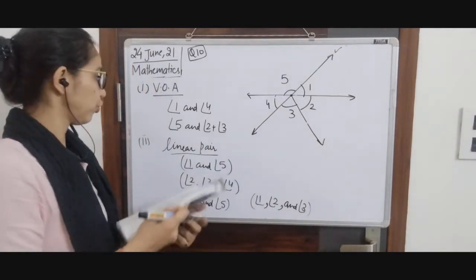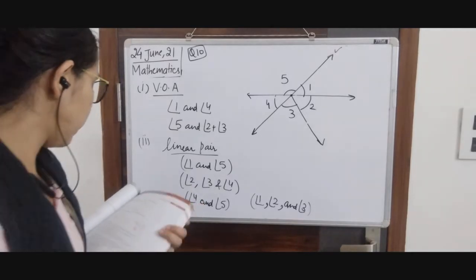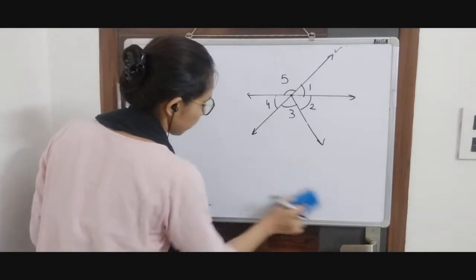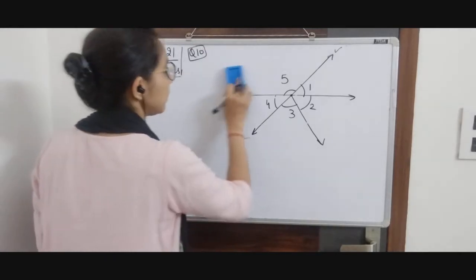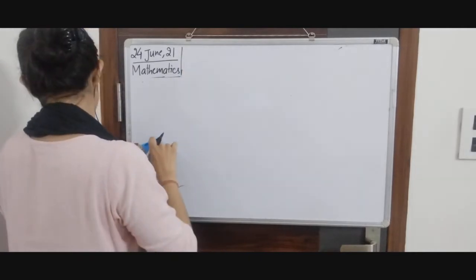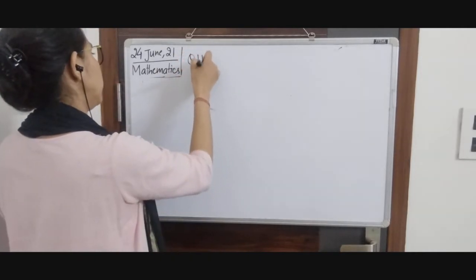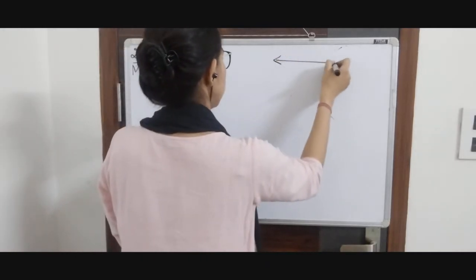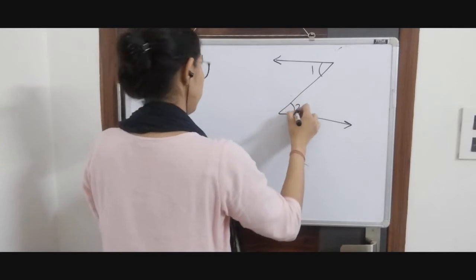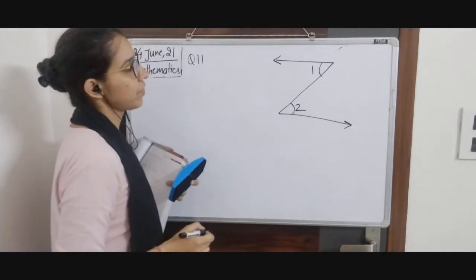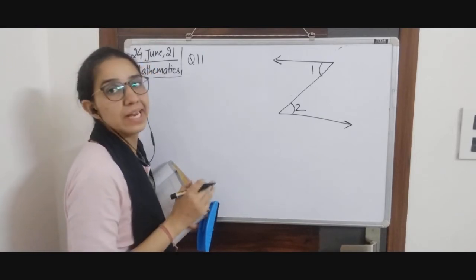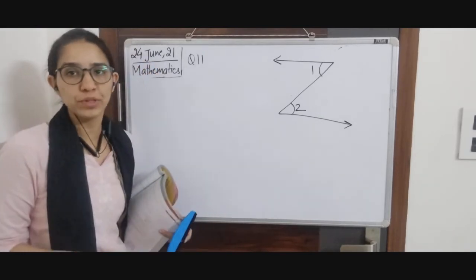So moving on to question number 11. In question number 11, we have to check if the given angles are adjacent and have to give reasons for our answer. Question 11, figure is like this. Angle 1, angle 2. Is angle 1 adjacent to 2? We can say directly that they are not. Reason being, no common vertex.